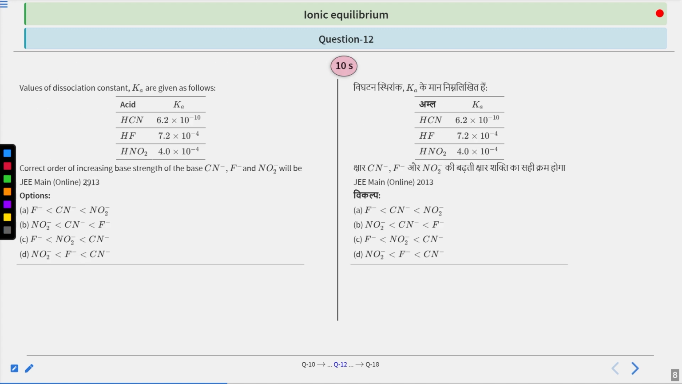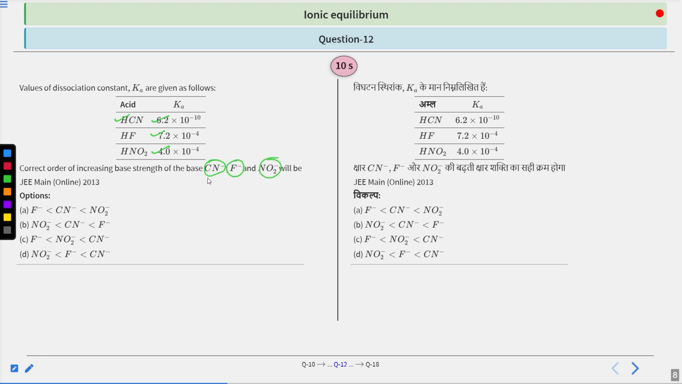Next question, values of dissociation constant Ka are given as follows. Acids are HCN, whose Ka value is 6.2 into 10 to the power minus 10. Then HF, Ka value is 7.2 into 10 to the power minus 4. Then we have HNO2, whose Ka value is 4 into 10 to the power minus 4. You have to find the correct order of increasing basic strength of CN minus, F minus and NO2 minus.